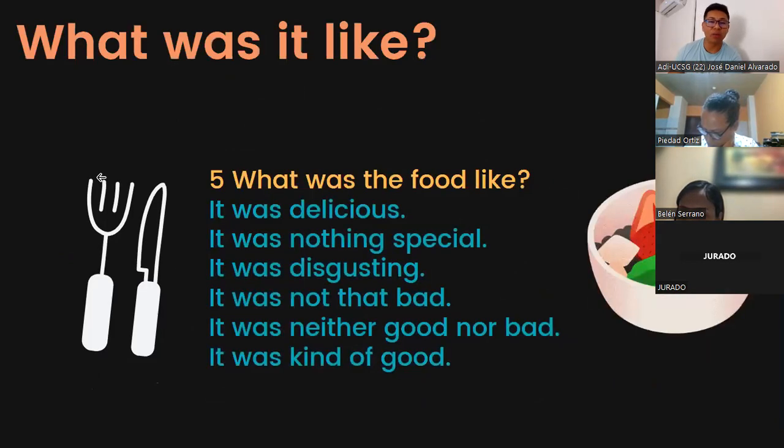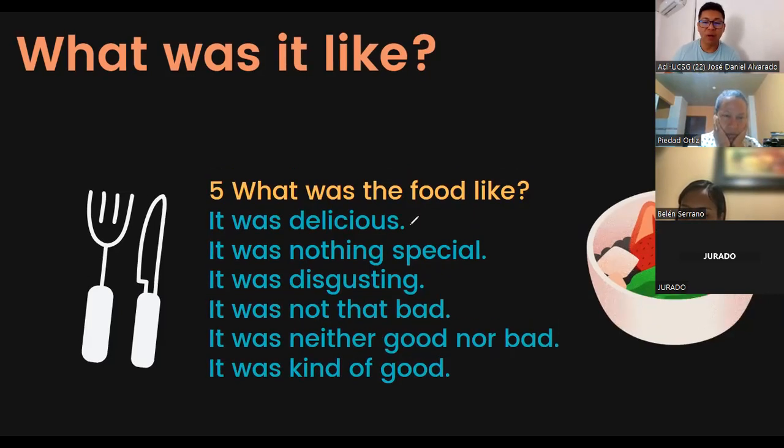And finally, we have what was the food like. Okay, and very important in a trip or in holidays. What was the food like? So listen and repeat after me. It was delicious. It was nothing special. It was disgusting. It was not that bad. It was neither good nor bad. And it was kind of good. Okay. Now, it was delicious, you understand.